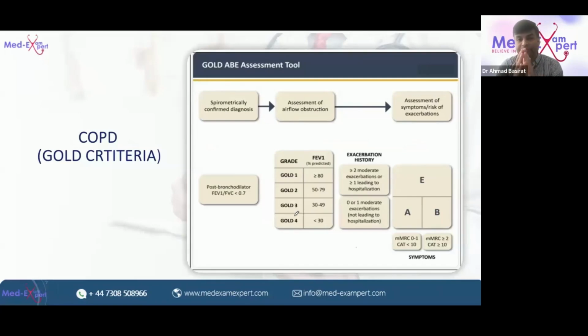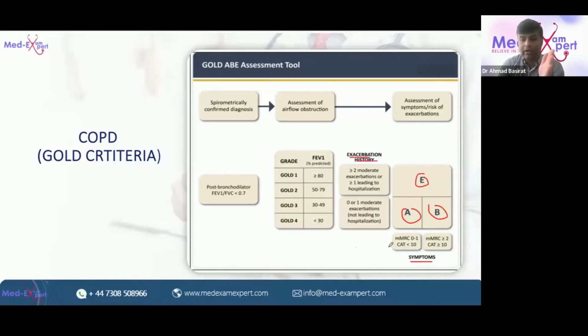COPD, then we follow GOLD criteria. That's the international, a lot of MCQs come from GOLD criteria. So GOLD is the standard, basically a committee and organization which categorizes COPD into 3 main classes: class A, class B, and class E. And that is all based upon the symptoms and exacerbation history.